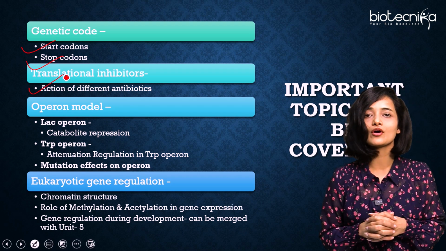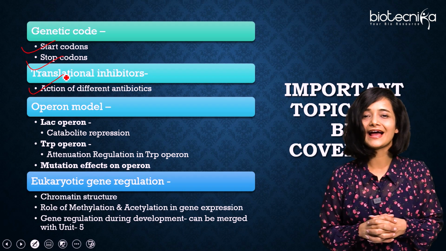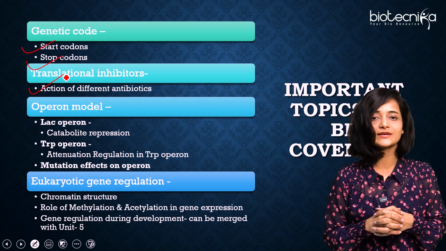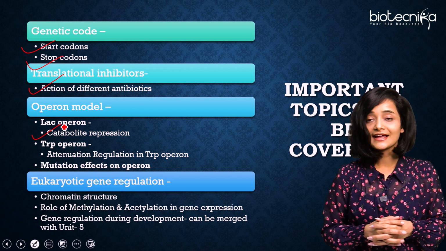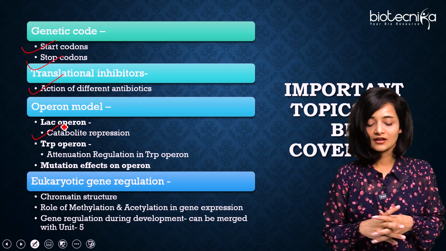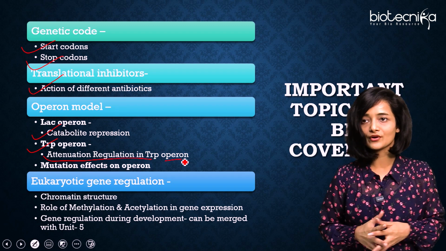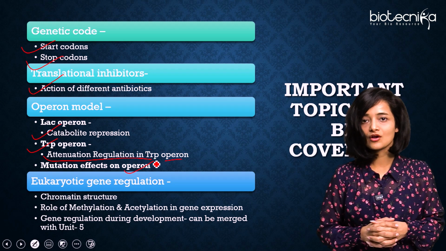Then comes the operon model, where you need to study the lac operon and trp operon majorly. In the lac operon, what are the different types of genes involved? What is catabolite repression? In the trp operon, attenuation regulation is important, and the mutation effects on the operon.